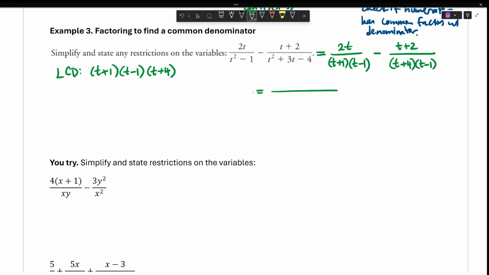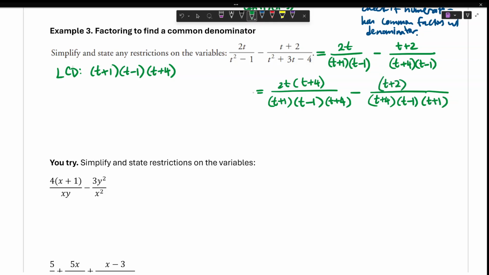Okay, so we're going to take the first one and multiply on the top and the bottom by the last factor, which is t plus 4. For the second one, we're going to multiply by the last factor, which is t plus 1. Now be careful when you're multiplying the numerator. Remember that fractions always have hidden brackets around the numerator and the denominator. So this is t plus 2 in brackets times t plus 1.